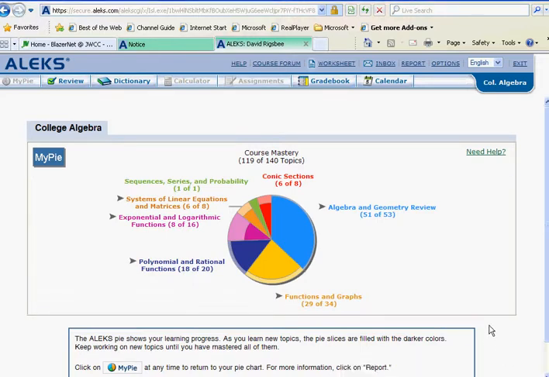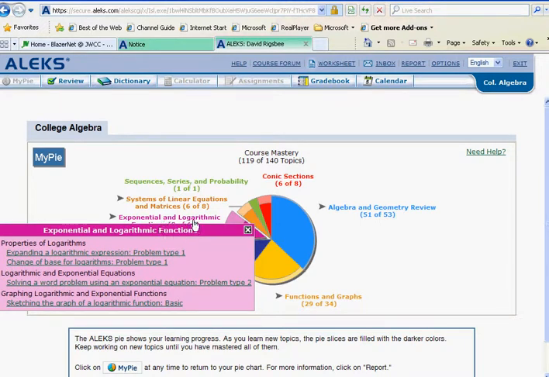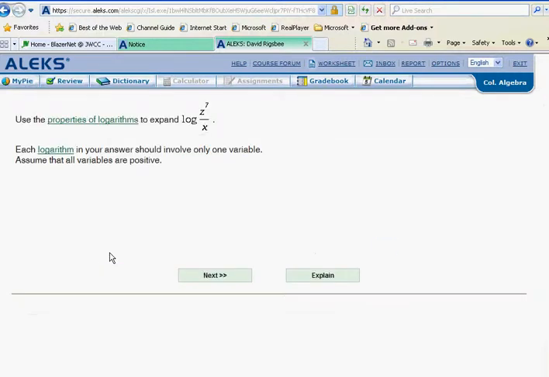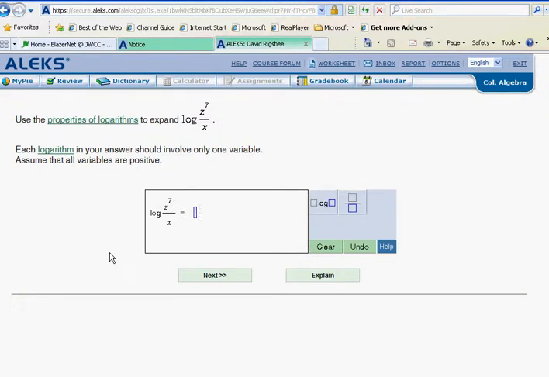Okay, continuing on in ALEKS College Algebra, we will be in the exponential and logarithmic functions, and we will be expanding a logarithmic expression, problem type 1. So let's see what they have given us here. Alright, notice here we want to use the properties of logarithms to expand this expression. So let's get this problem written down and once again consult with our notes.